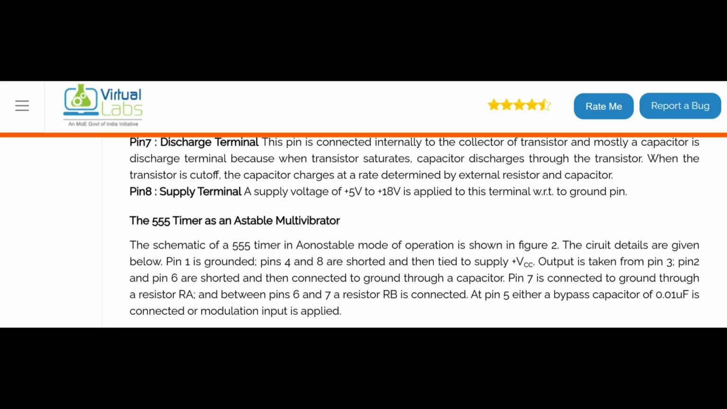The 555 timer as an astable multivibrator. The schematic of a 555 timer in astable mode of operation is shown in Figure 2. The circuit details are given below. Pin 1 is grounded, pins 4 and 8 are shorted, and then tied to supply plus VCC. Output is taken from pin 3. Pin 2 and pin 6 are shorted and then connected to ground through a capacitor. Pin 7 is connected to ground through a resistor RA, and between pins 6 and 7, a resistor RB is connected. At pin 5, either a bypass capacitor of 0.01 microfarad is connected, or modulation input is applied.